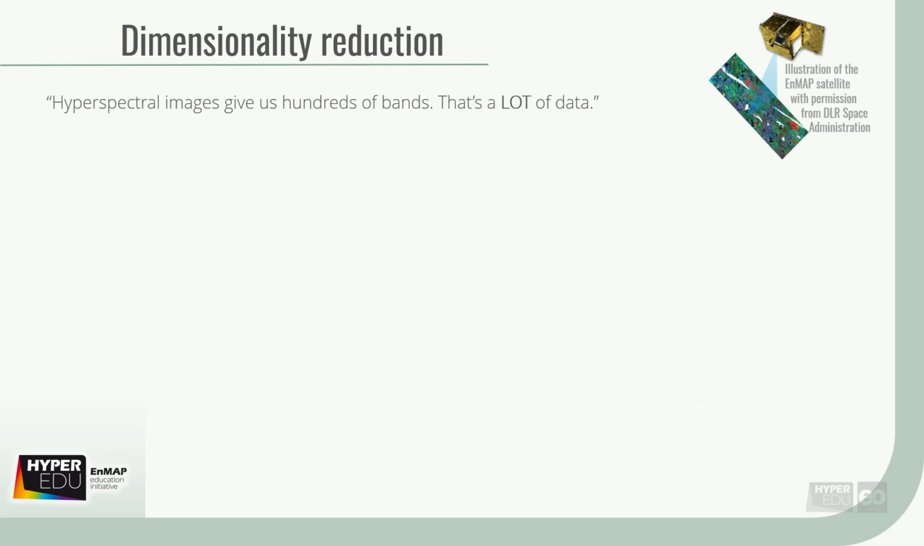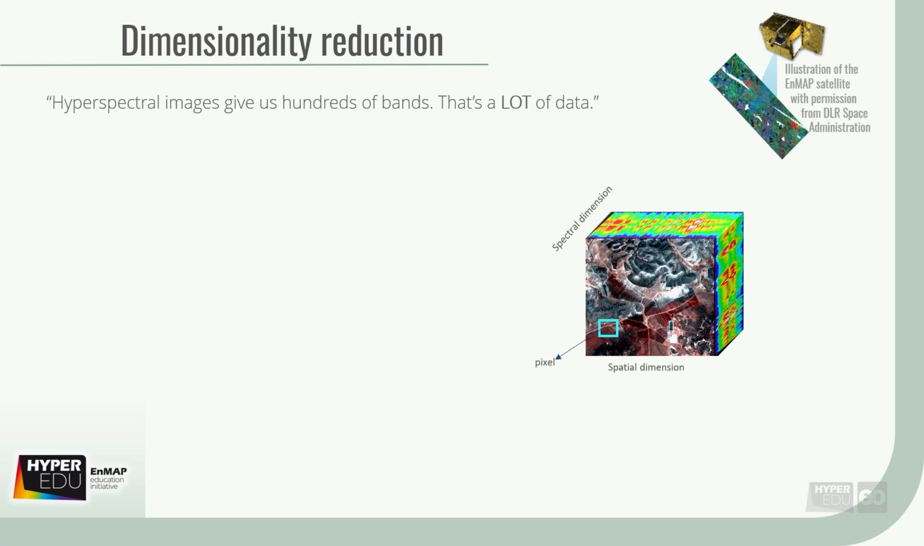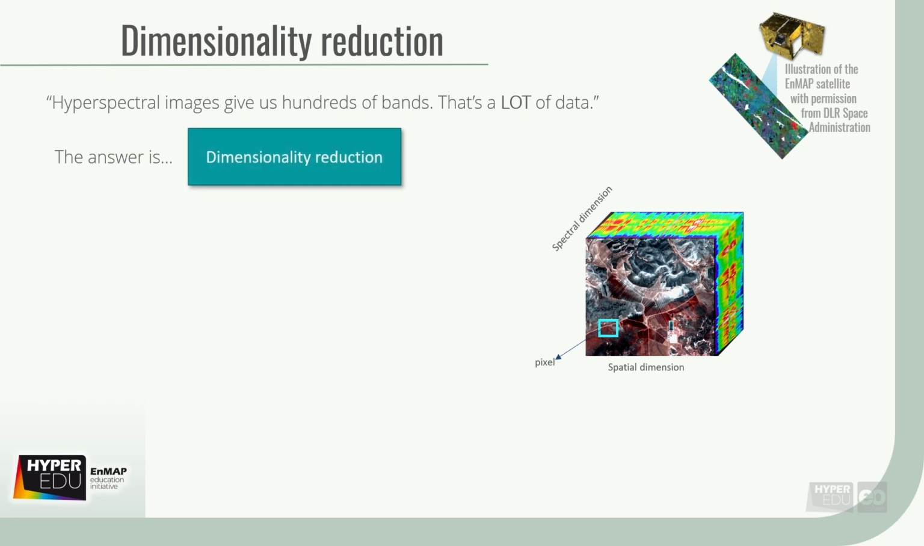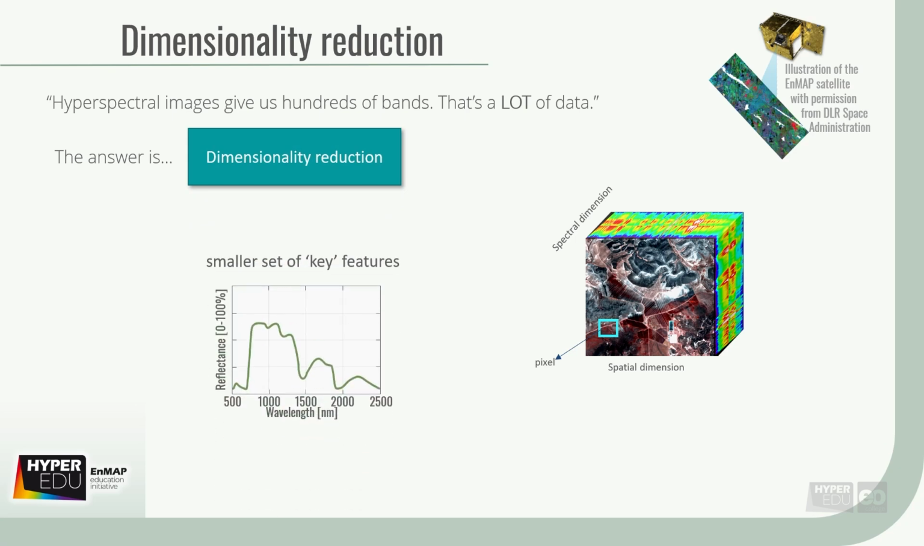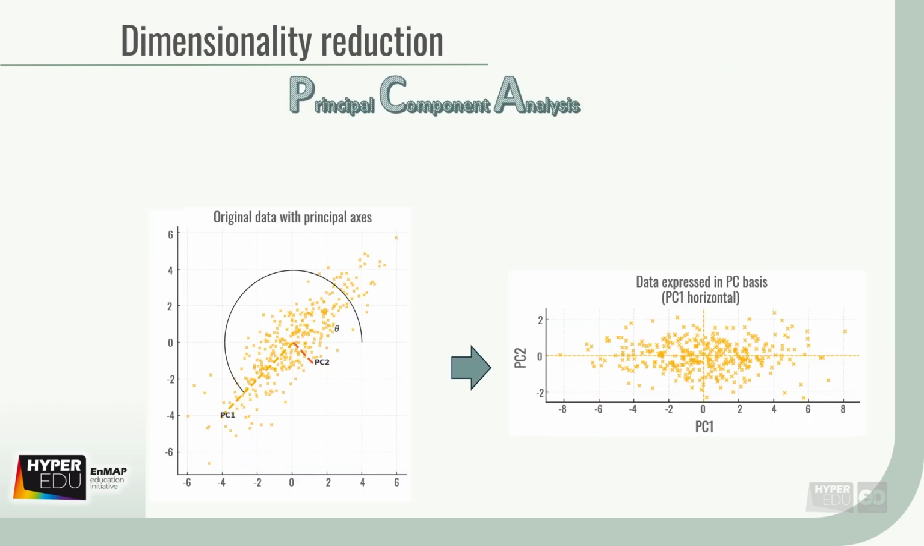Hyperspectral images give us hundreds of bands. That's a lot of data. If we try to analyze all of it directly, we'll drown in information. So, what do we do when we have too much data to handle? The answer is dimensionality reduction. We take those hundreds of hyperspectral bands and combine them into a smaller set of key features that still capture most of the information. One popular technique for this is called Principal Component Analysis, or PCA.